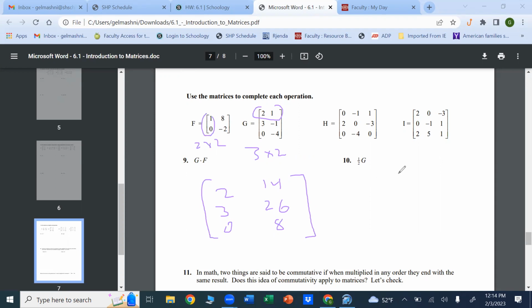Yeah, because GF's a 3 by 2, and then F's a 2 by 2, so the inner dimensions match up. And half of G, that's easy. That's just a 1, half, 3 halves, negative half, 0, and negative 2. Easy peasy for that one. For 11, the answer is no.